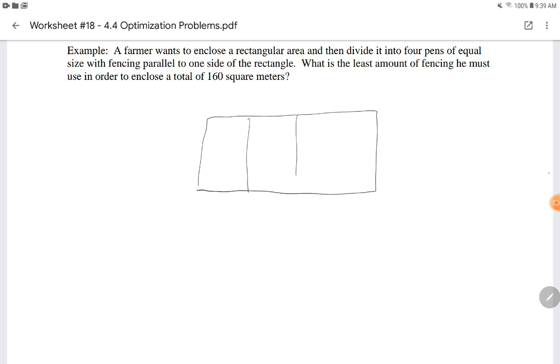So one, two, three strips, or three additional pieces of fencing, so that there's four open pens. And it's parallel to one side of the rectangle. Cool. What is the least amount? Ooh, so there it is. There's that key word that I told you guys, right? We got to look out for these keywords.